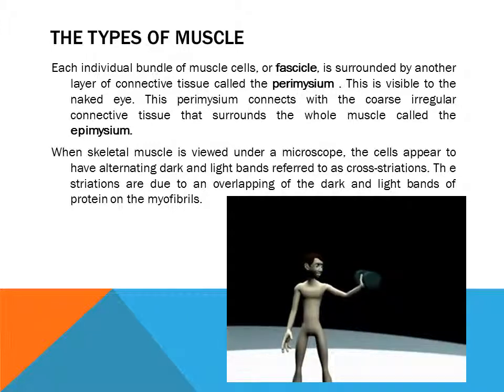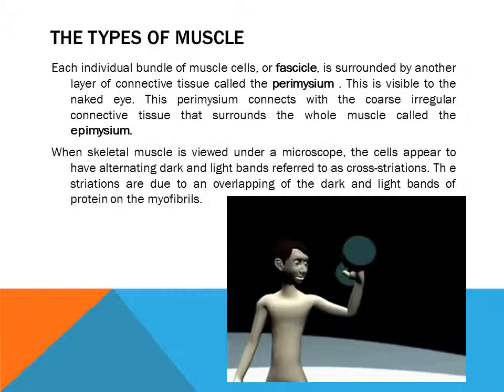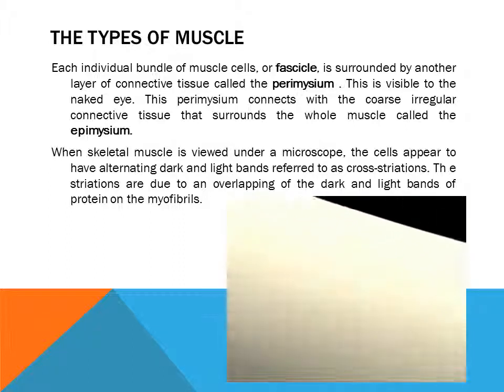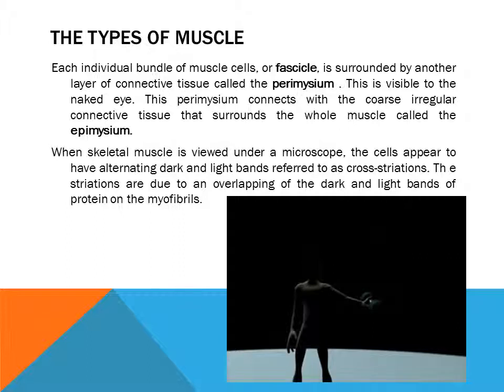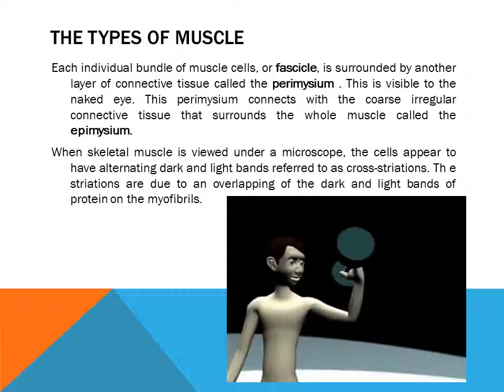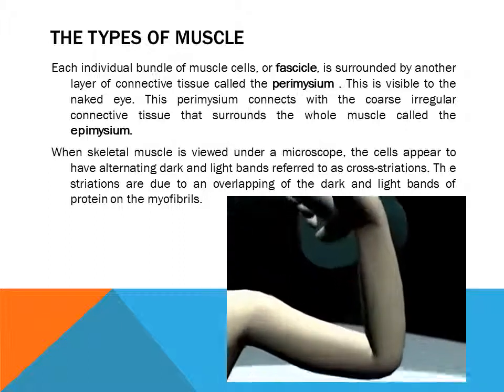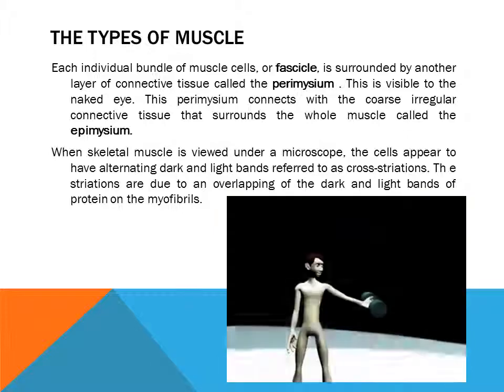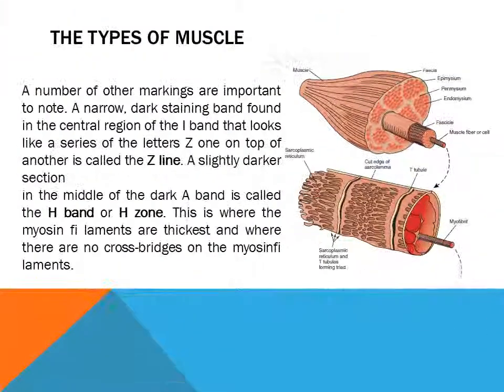When skeletal muscle is viewed under a microscope, the cells appear to have alternating dark and light bands referred to as cross striations. These striations are due to an overlapping of the dark and light bands of protein on the myofibrils. A number of other markings are important to note.